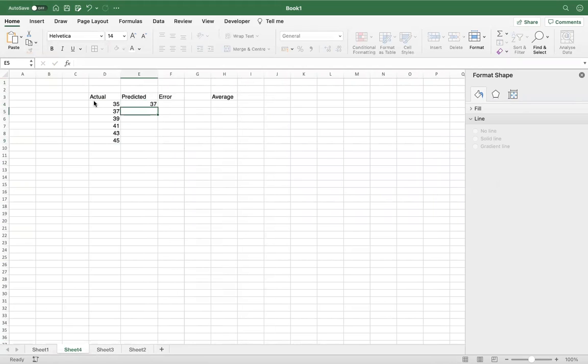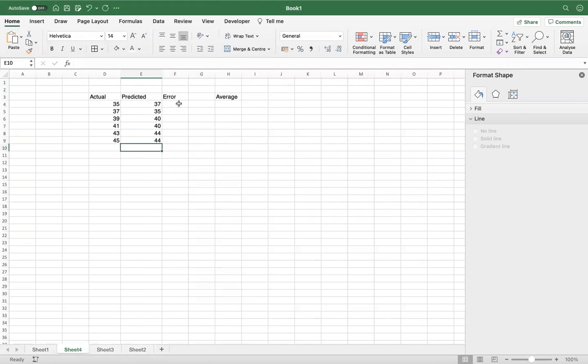Predicted values are 37, 35, 40, 40, 44, and 44. These are our predicted values. What is our error? 35 minus 37. Generally, we say predicted minus actual. We can tell the other way also. No issues. And what is my average error?